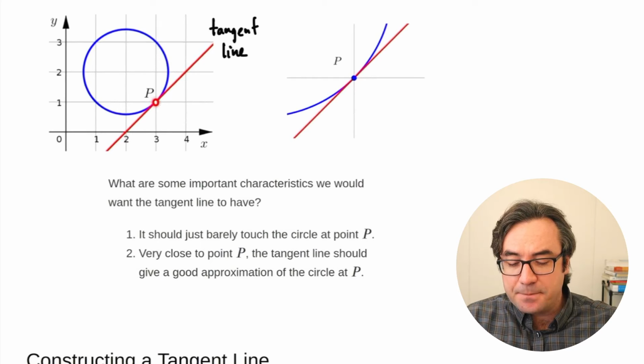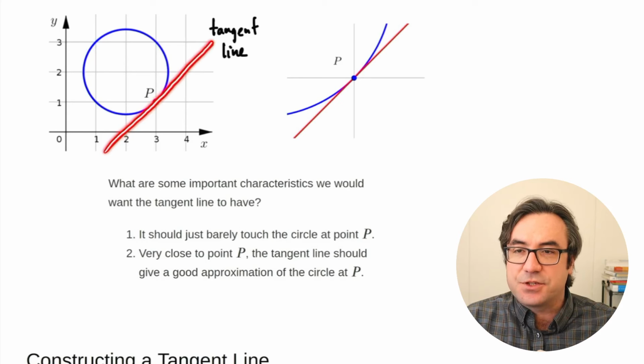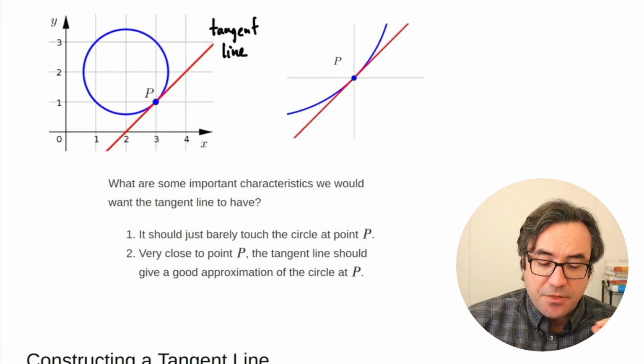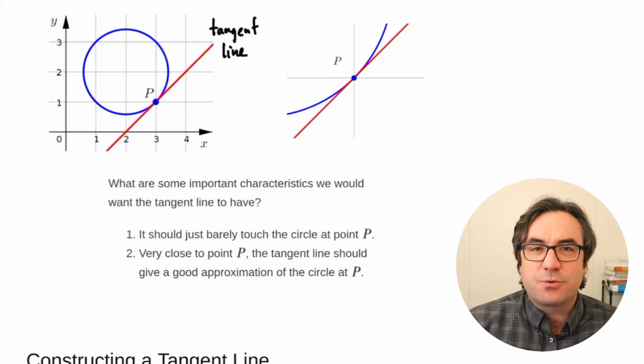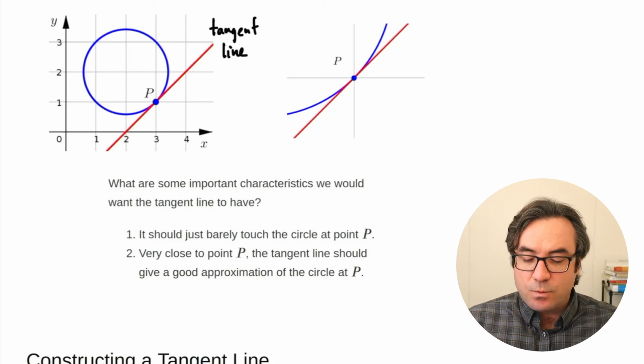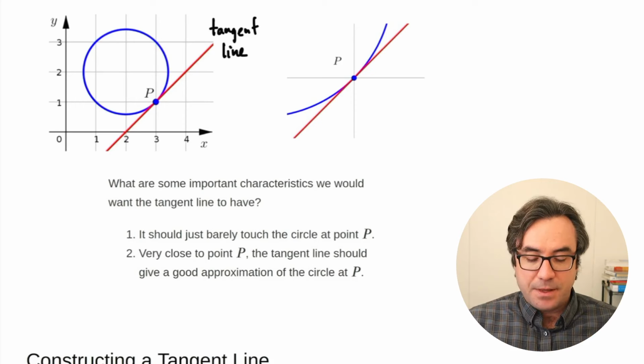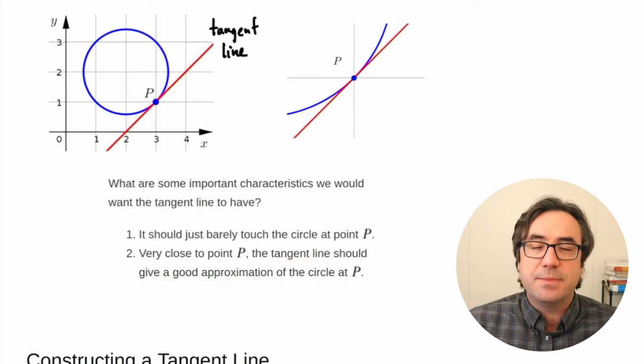And we kind of see that here. So we just imagine this tangent line just grazing the side of the circle so that it only intersects at that one specific point. Another characteristic is that when we get really close to point P, the circle and the tangent line should look very similar. The tangent line should be a good approximation of the circle at that point P.